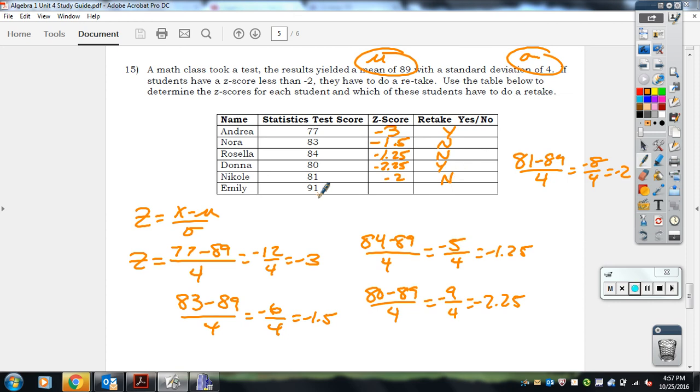Do you really think she got a z-score that's negative enough to do a retake? 91 is above the average. So I know it's going to be a no, but let's do it anyway. 91 minus an 89 divided by 4, which is a positive 2 over 4, or 0.5. Because it said to do it, 0.5. This is definitely a no. She does not need to do a retake.